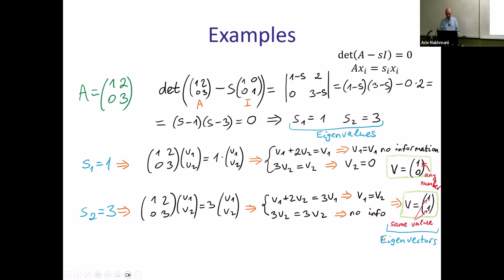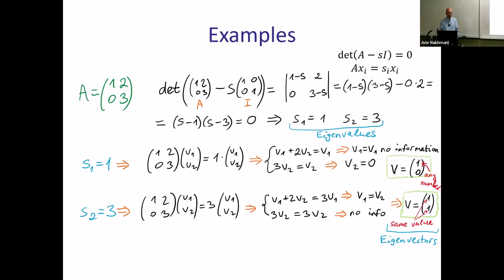So you need to pick any v2, but v1 should be exactly the same. Whatever you picked for v2, pick v1 the same, because this needs to be satisfied. Okay, let's pick 1 and 1. You can pick anything else, 5 and 5, 10 and 10, whatever you like. All of them will work.